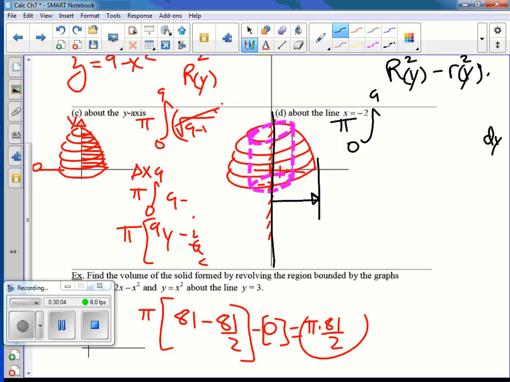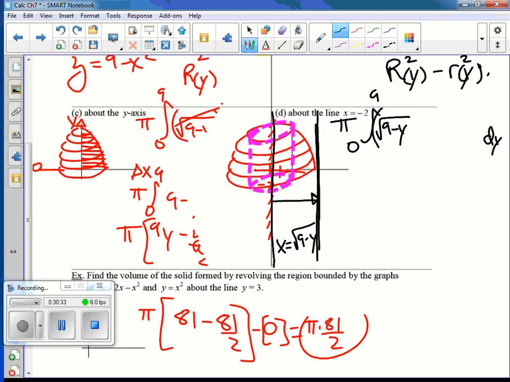It is this function right here, which we already found out to be x equals the square root of 9 minus y. So that is going to go first. That's the square root of 9 minus y. Okay? Now, remember that we always do right minus left. So the rightmost function is right here. It's this one, right? The one to the left is negative 2. So we do right minus left.